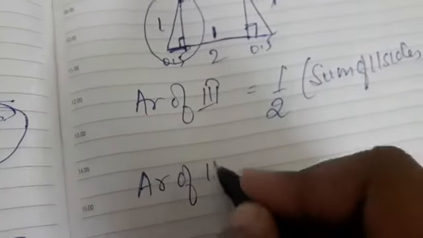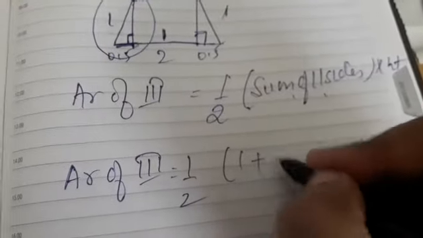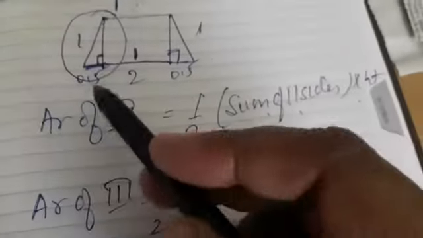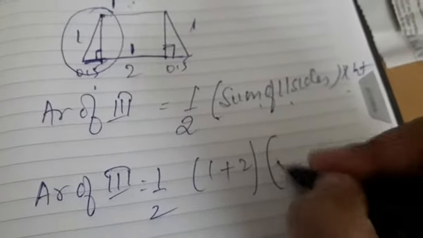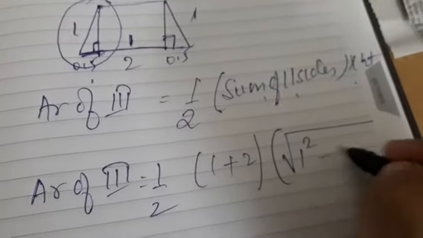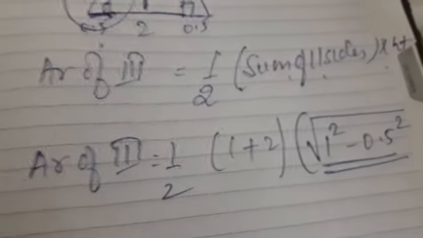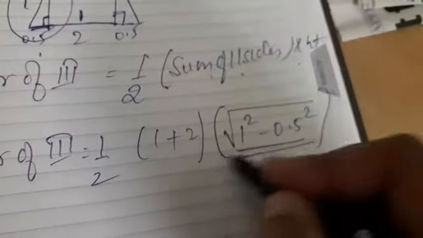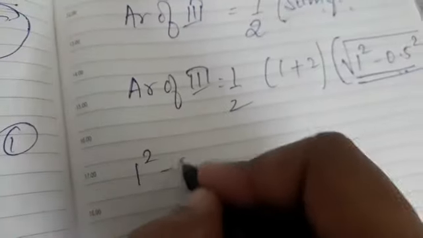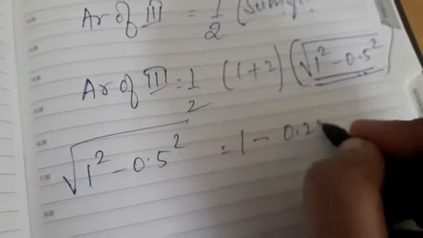So we'll write area of 3 will be equal to half into the sum of the parallel sides, meaning 1 plus 2, into the height. Using the Pythagoras theorem, I will write here the square root of 1 square minus 0.5 square. I am writing directly. You can solve it separately and then find the answer and substitute over here. That is also correct. Now this part here, I am just continuing, 0.5 the whole square. This is 1 minus 0.25.